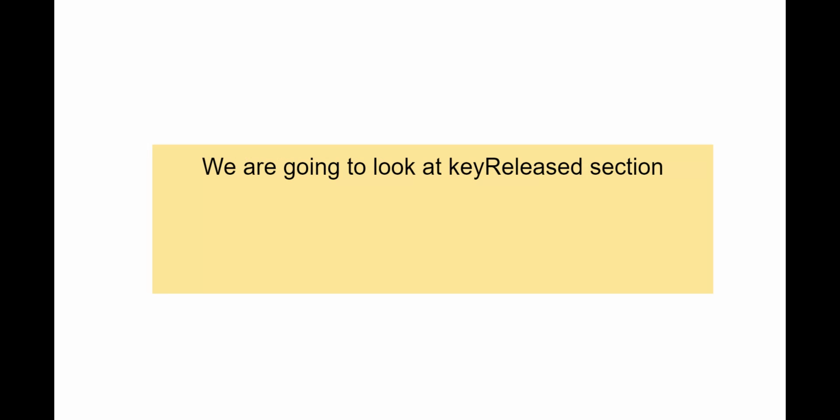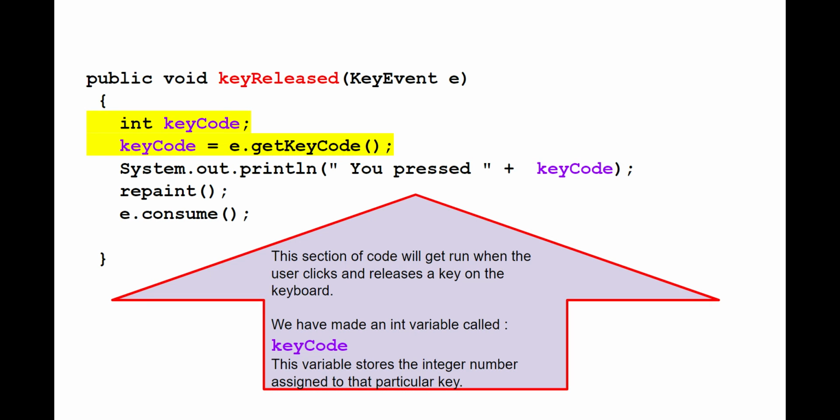Okay, we are going to look at the key released section. So this means that the user has pressed and then released a key. So what happens when the user presses and releases the key? We're going to write code to respond to that specific event. So the first thing that we're going to do is determine which key the user pressed. We can do so by using the code highlighted above.